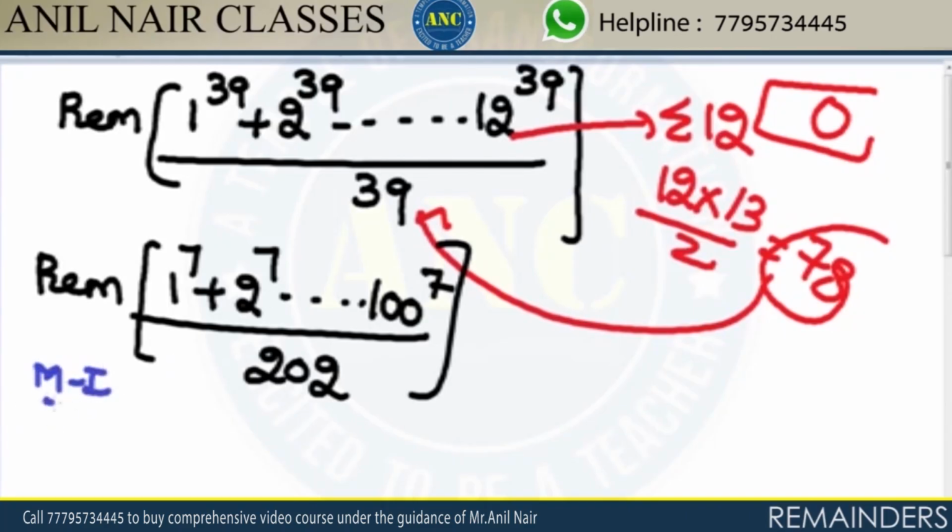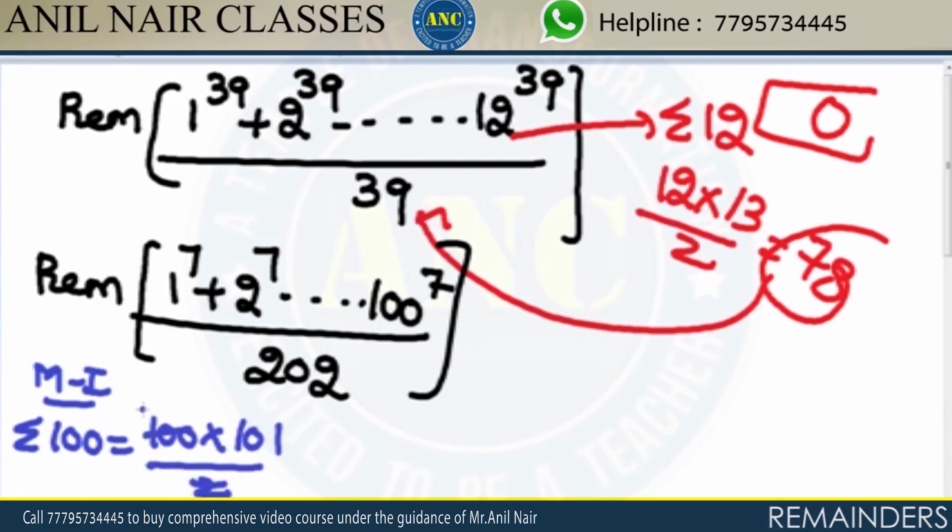Method 1. Power is an odd number, so it is divisible by summation 100, which is 100 into 101 by 2. It is 50. 50 is 2 into 25, and 101 multiplied by 2 is 202. Divided by 202, answer is 0. Answer is 0 if the power is an odd number. Method 2, in case you forget this method.